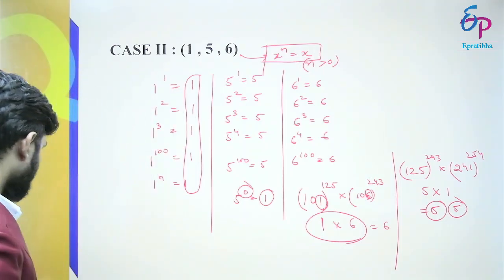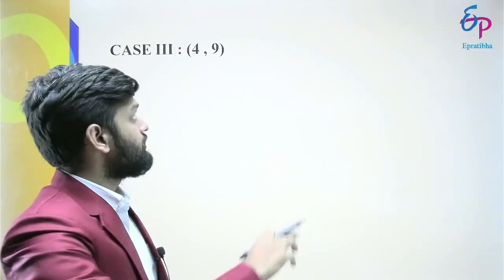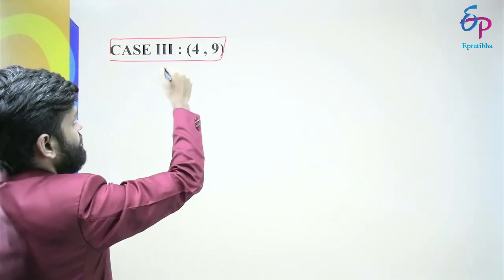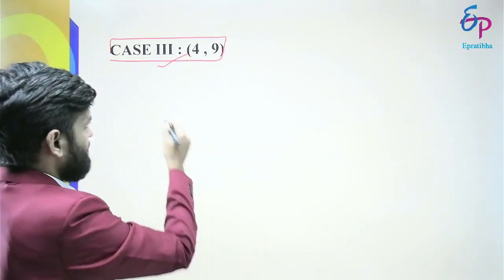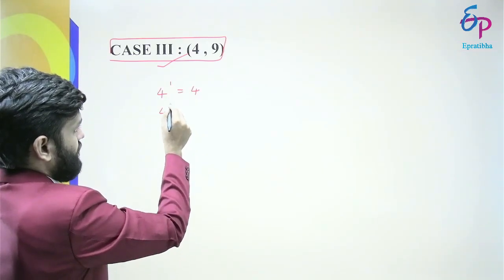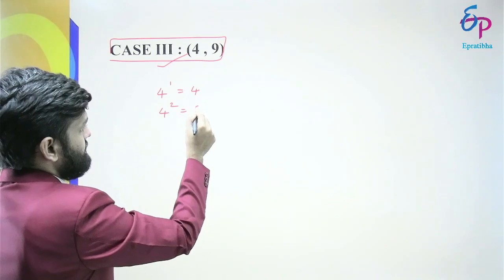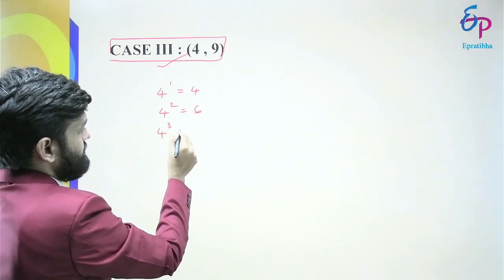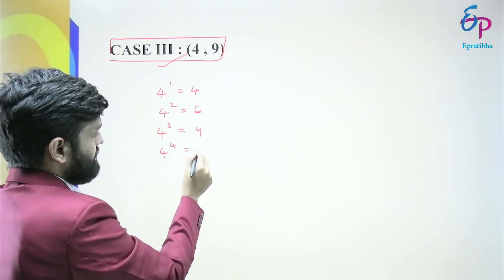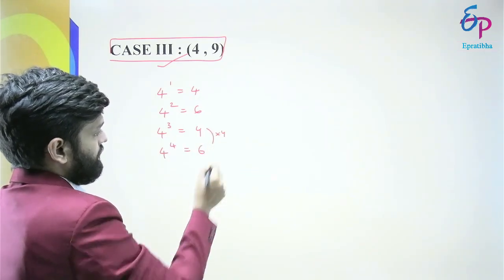Now what is case 3? We have dealt with 2, 3, 5, 6, 7, 8, and 4 and 9 we have missed. So case 3 will follow 4 and 9. These two will follow the same pattern. So let us see. What is 4 power 1? It is 4. 4 square is 16. 4 cube is 64. 4 power 4 is again 4 into 4, which is 16.